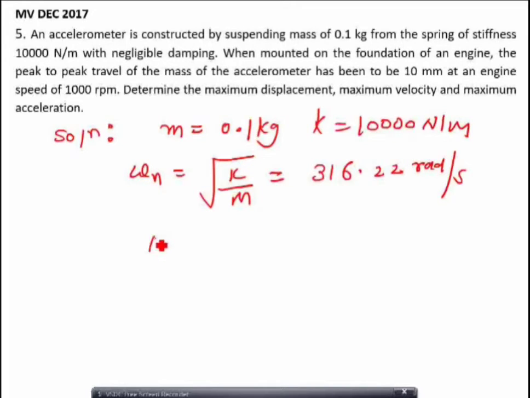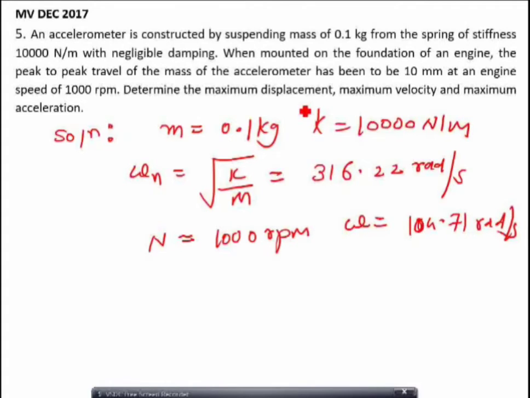Now they have given N also, at an engine speed of 1000 rpm. So first of all calculate omega. From this I am getting an excitation frequency, 2 pi N by 60, omega, again the same 104.71 radian per second. Determine again the maximum displacement y, maximum velocity and maximum acceleration, and they haven't given you the damping condition, so assume damping is 0.